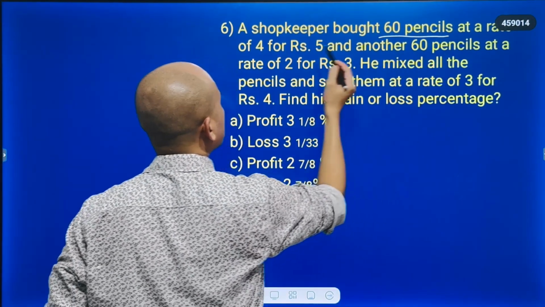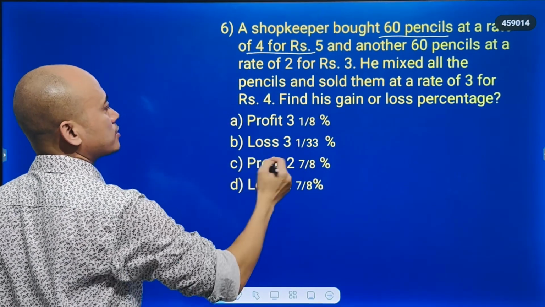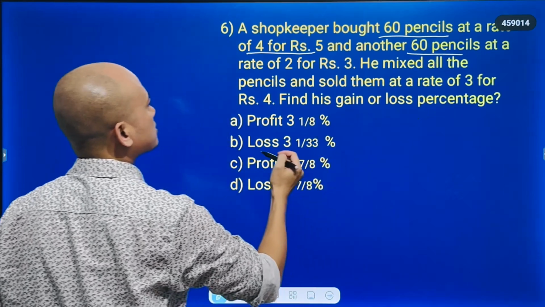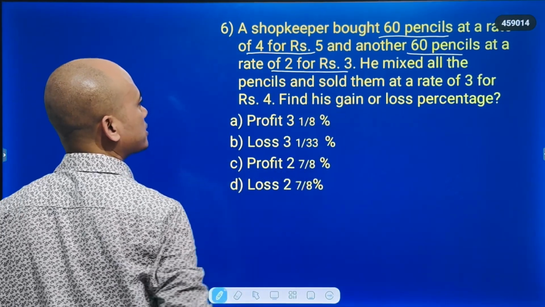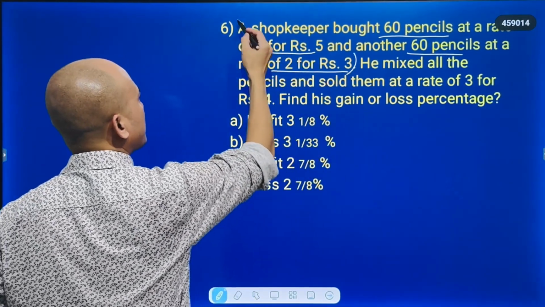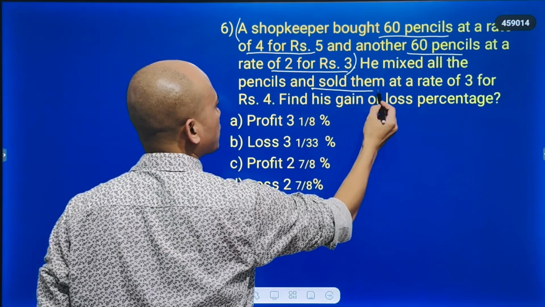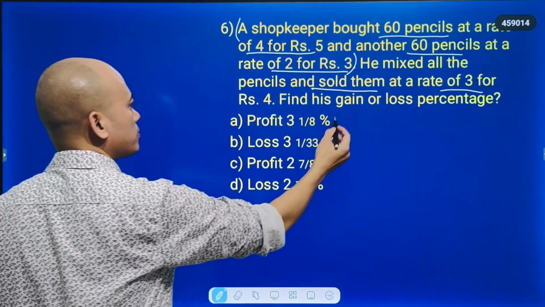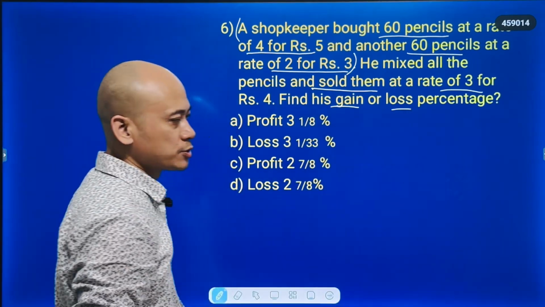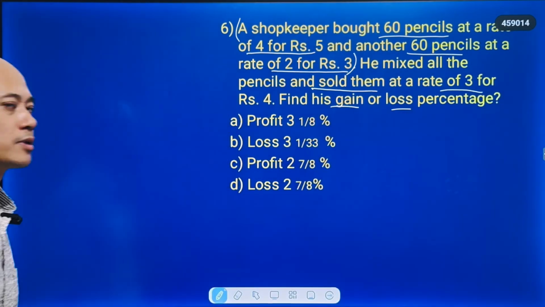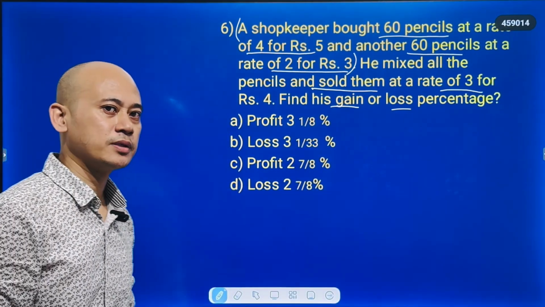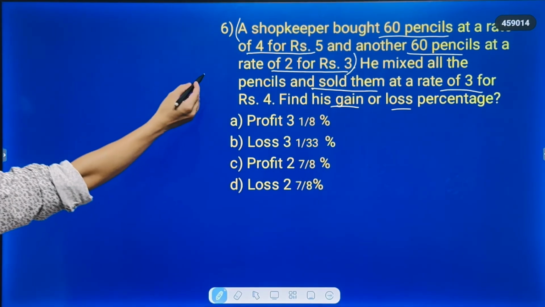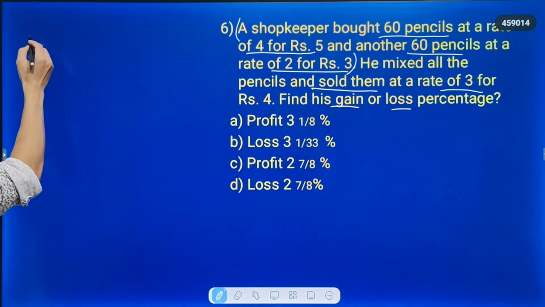First 60 pencils at the rate of 4 rupees for 5, and another 60 pencils at the rate of 2 rupees for 3. Then, separately, he sold them, that is the SP, at the rate of 3 rupees for 4. For finding profit or loss percent, we have to find the CP and SP. So let's find the CP first.